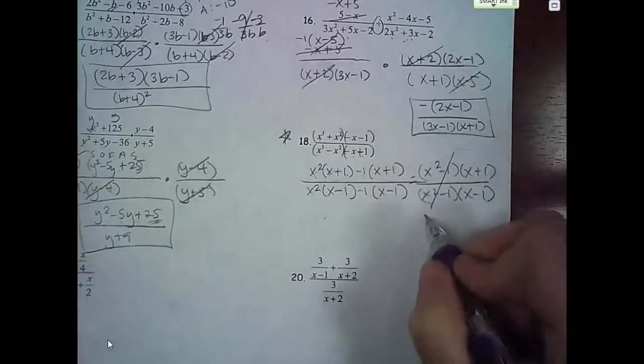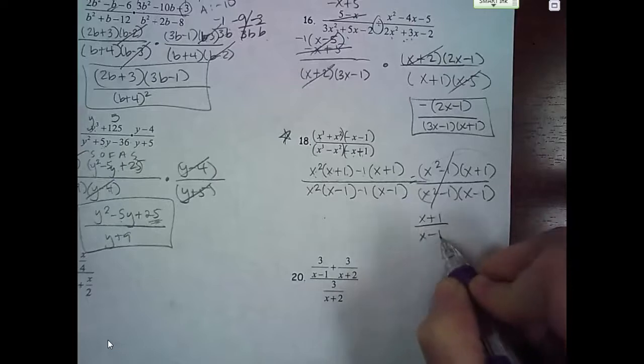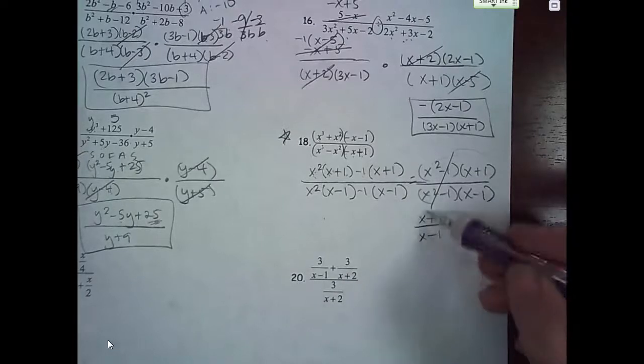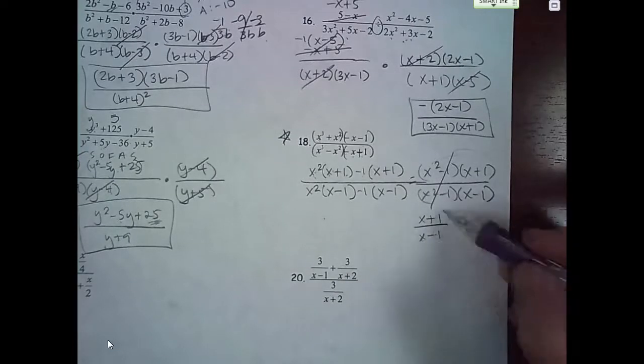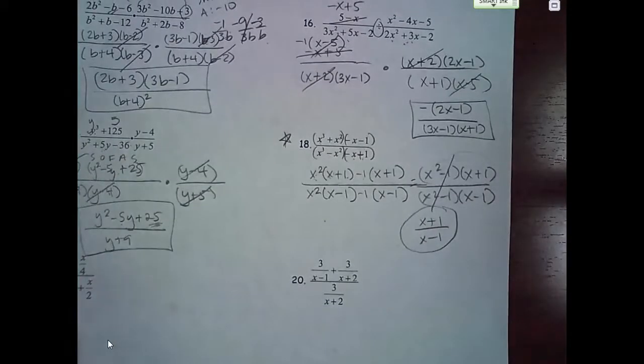These cancel, and you're just left with x plus 1 over x minus 1. These do not cancel again. Lots of you are still doing that. This is an addition and an addition, so it just stays the way it is.